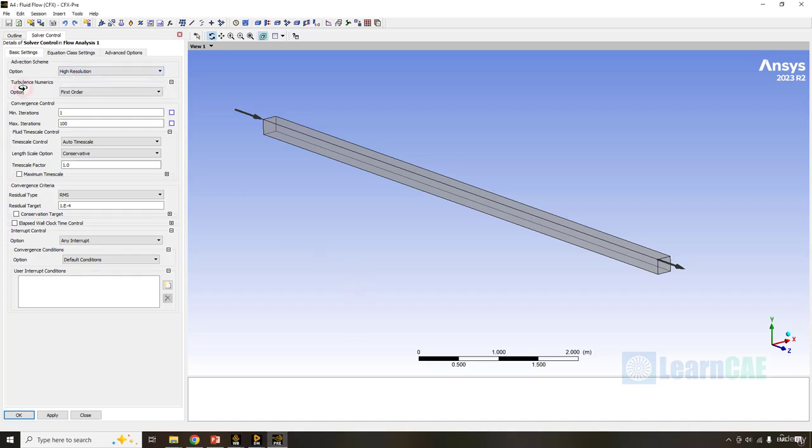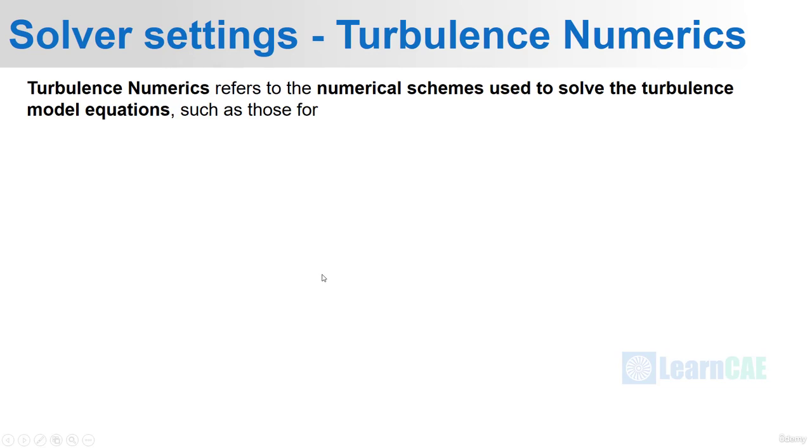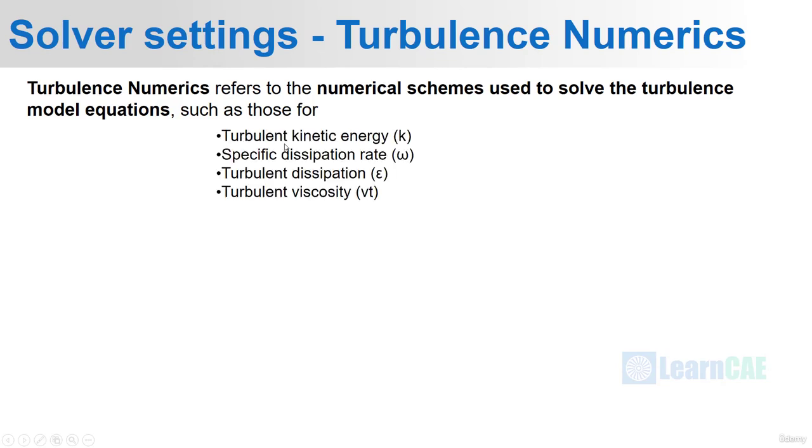Next is turbulence numerics. Here there are two options, first order and high resolution. This is also similar to the advection scheme, but it is for turbulent properties. We shall see them one by one. Turbulence numerics refers to the numerical schemes used to solve the turbulence model equations, such as those for turbulent kinetic energy K, specific dissipation rate omega, turbulent dissipation epsilon and the turbulent viscosity mu T.